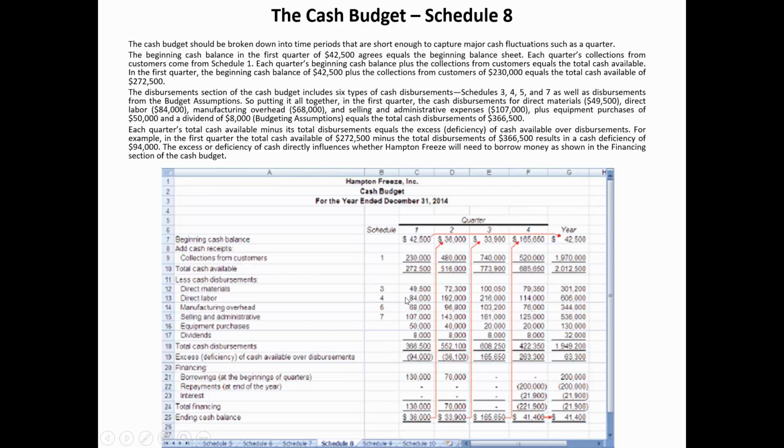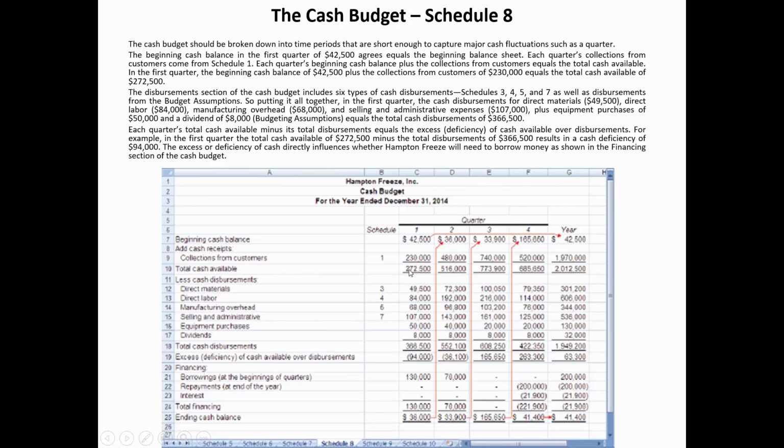From Schedule 4, we'll have our direct labor, our manufacturing overhead. Again, this is less depreciation. So that's how much we're expecting to outlay in cash for manufacturing overhead. And then selling and administrative expenses, this is less depreciation. That's from Schedule 7. Now, from our budgeting assumptions, we know that we want to purchase $50,000 in equipment during the year, and then it looks like each quarter we want to pay $8,000 in dividends.